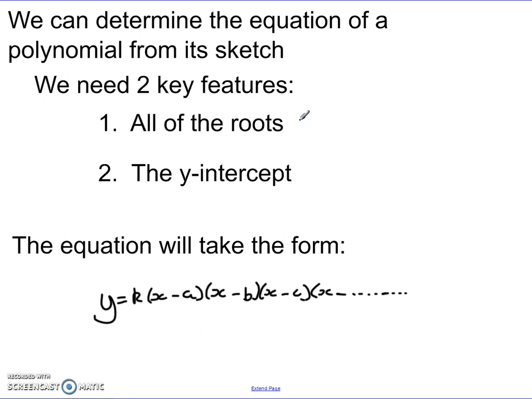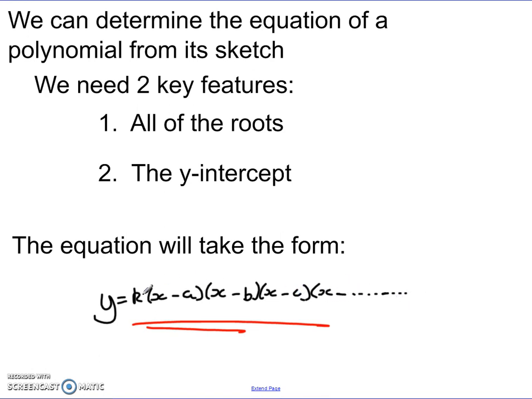The second thing we need is the y-intercept. So where does it cut the y-axis? We need that in order to be able to get a second part of the equation. Now, when we're looking for the equation of a polynomial, it's always going to take this sort of form here. So y equals k bracket x minus a, x minus b, x minus c, x minus d, and so on.